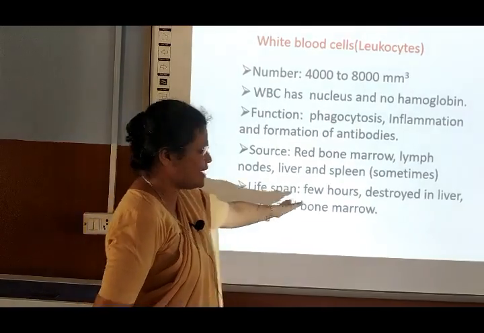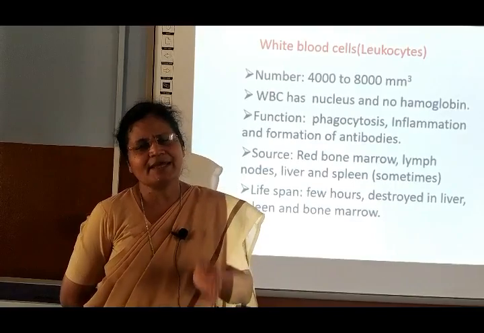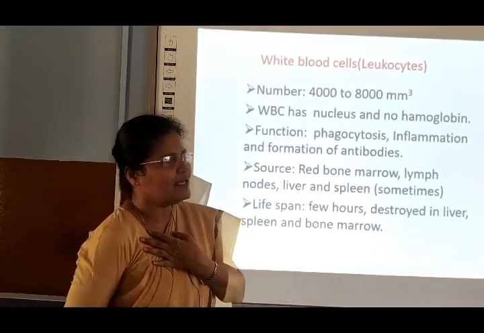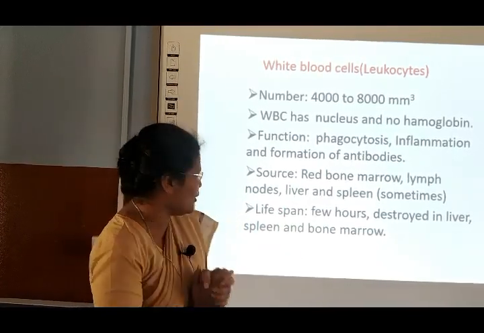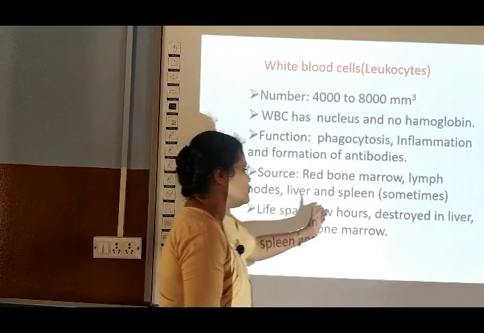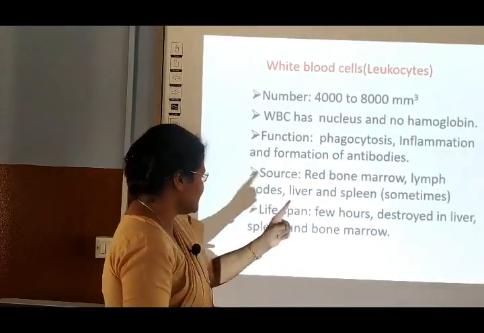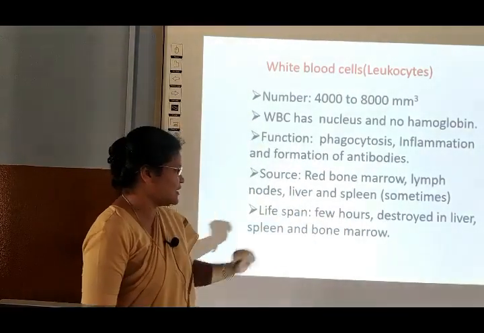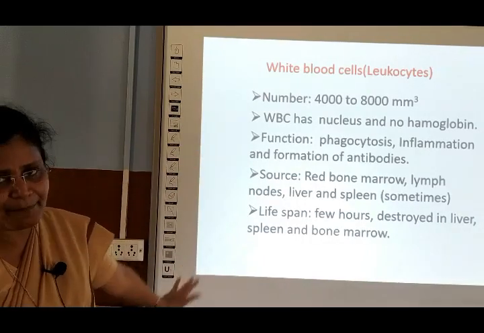Then you have the lifespan, only a few hours, because they are constantly fighting against various germs, bacteria, virus, fungi entering into our body. Because they are constantly protecting our body from various foreign bodies, their lifespan is only a few hours, whereas RBC has a lifespan of 120 days. They are destroyed just like your RBC is destroyed in liver and spleen. Here also they are destroyed in liver, spleen and bone marrow. In general, this is about the WBC.